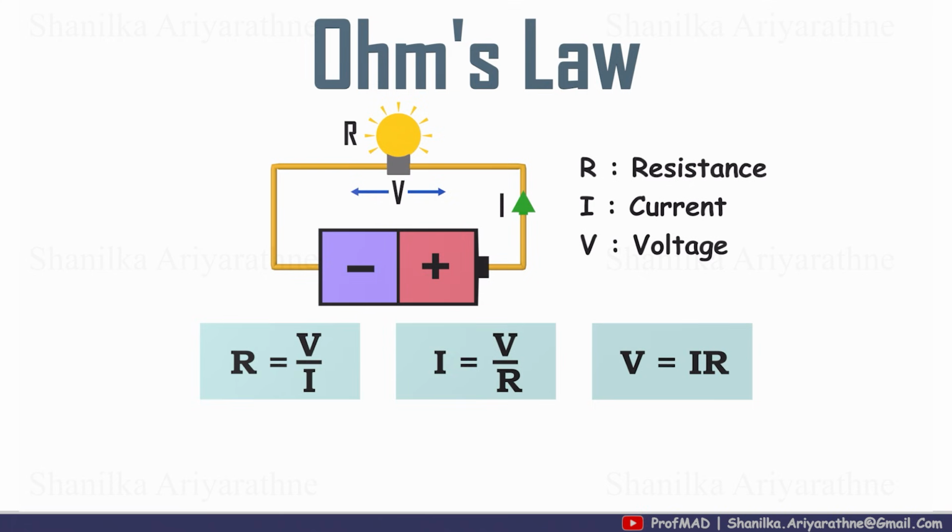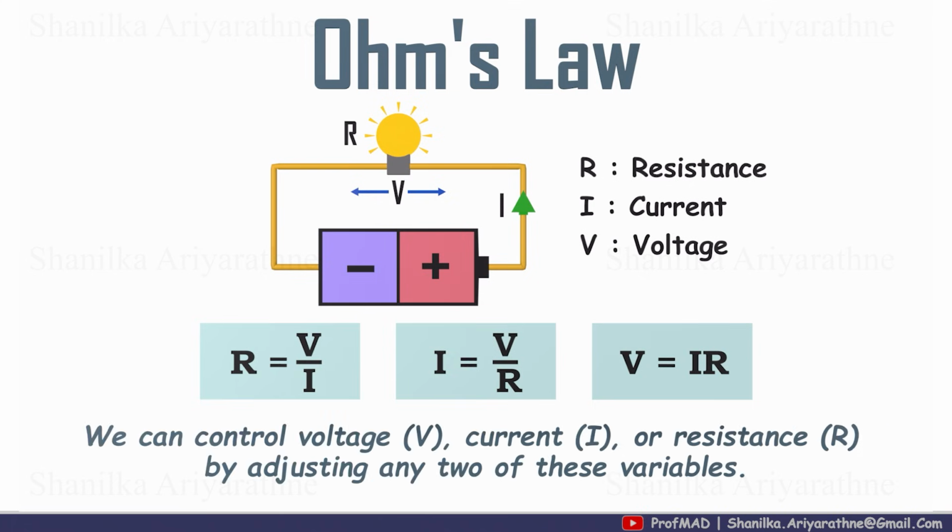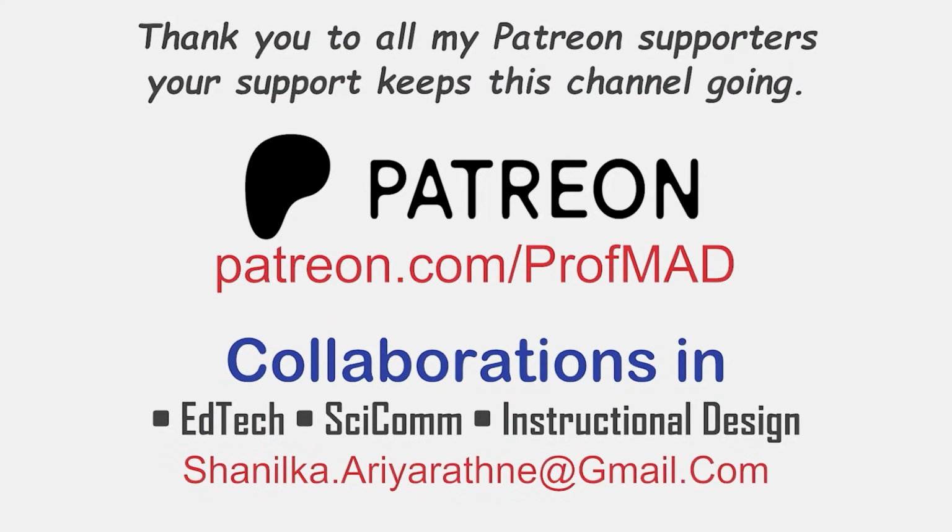According to Ohm's law, we can control voltage, current, or resistance by adjusting any 2 of them. Change one and the others respond. It's that simple and that powerful. And that wraps up our look at voltage, current, resistance, and Ohm's law.